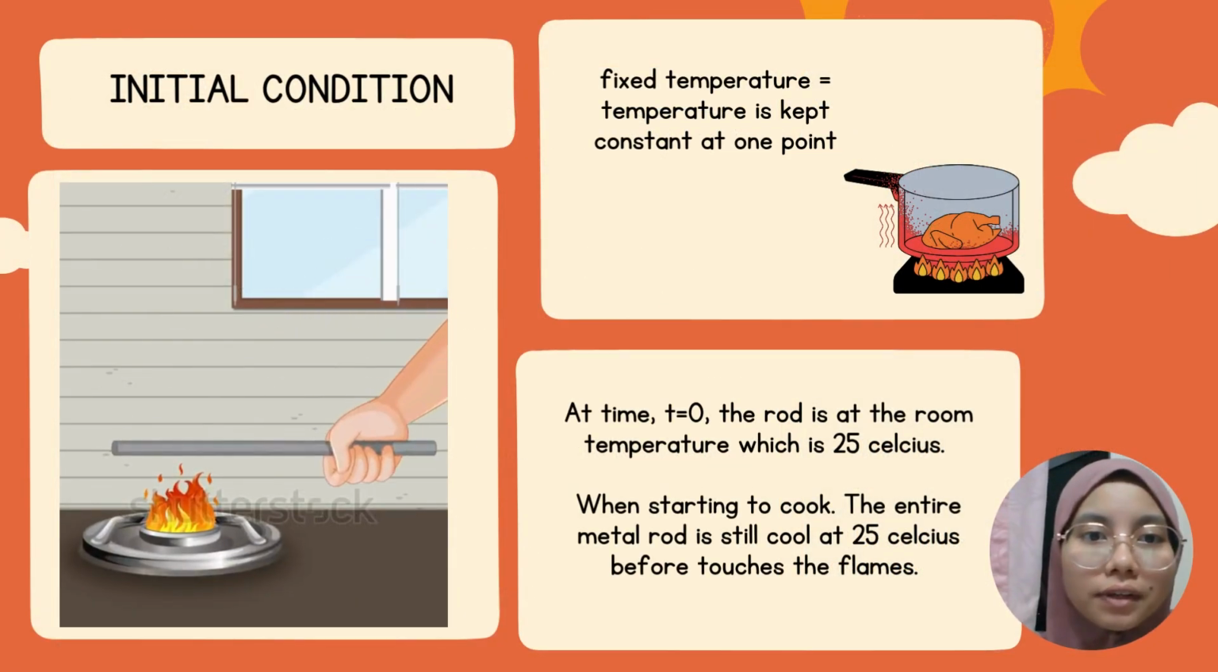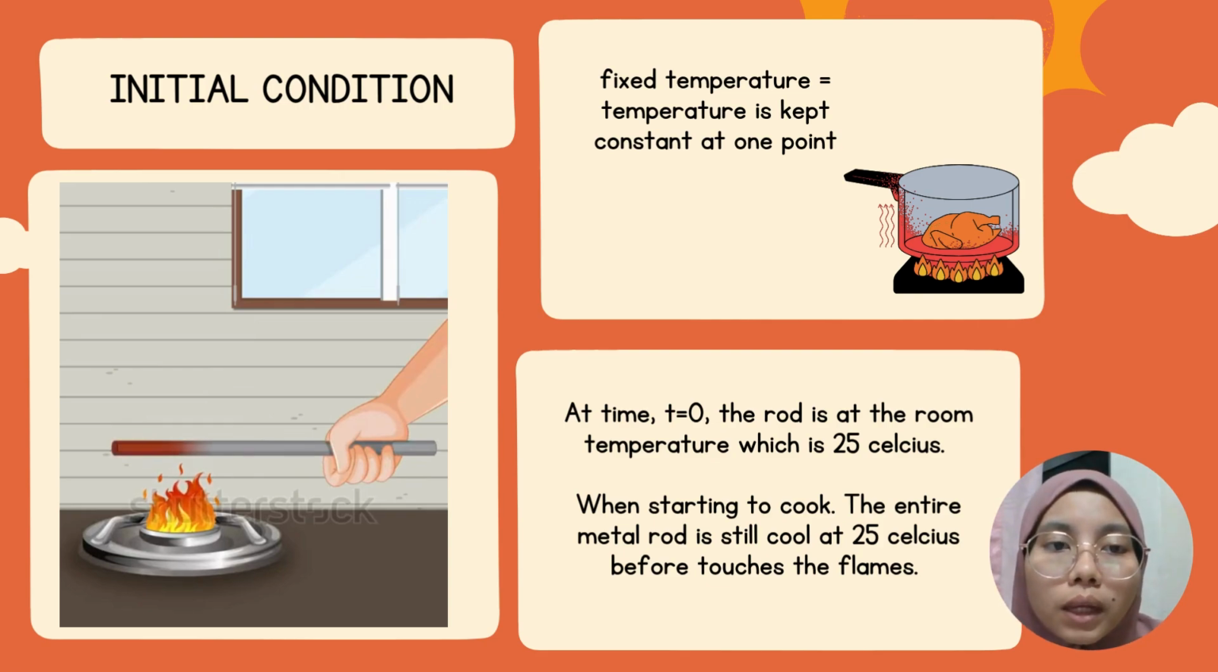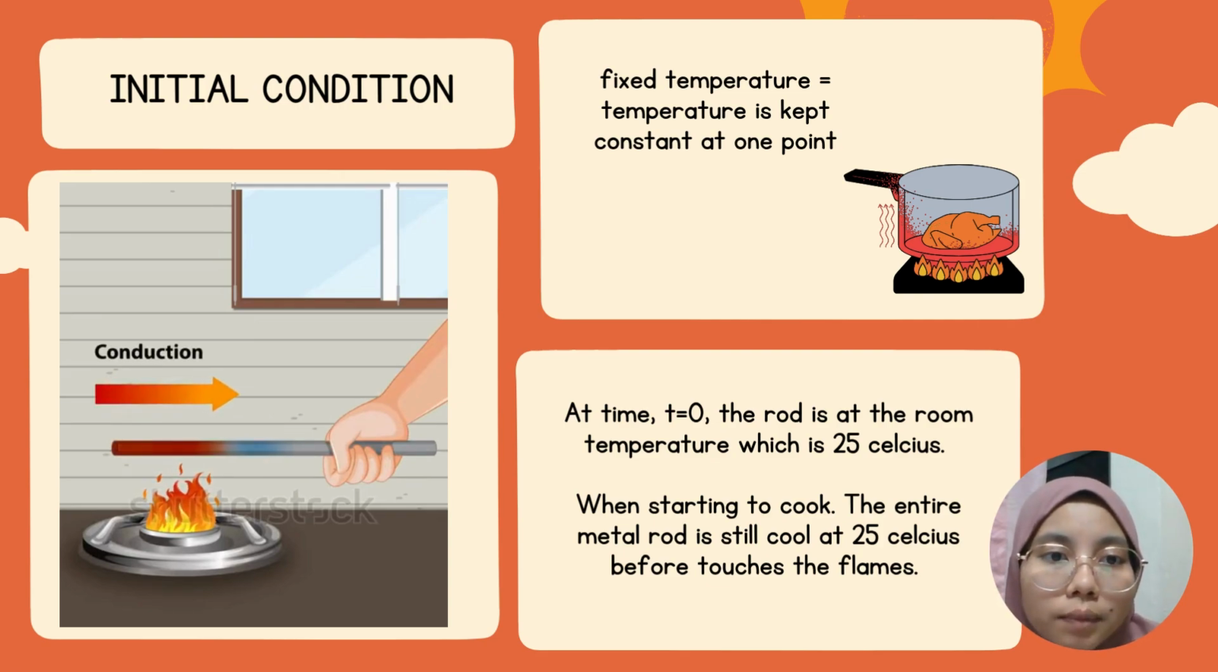Have you ever held a metal rod over a fire while cooking something like satay or marshmallow? At first, the rod feels cool because it hasn't yet absorbed any heat. This moment, before the heat starts to flow, is what we call the initial condition in heat conduction. In our example, the entire rod starts at room temperature, about 25 degrees Celsius, before any heat is applied.